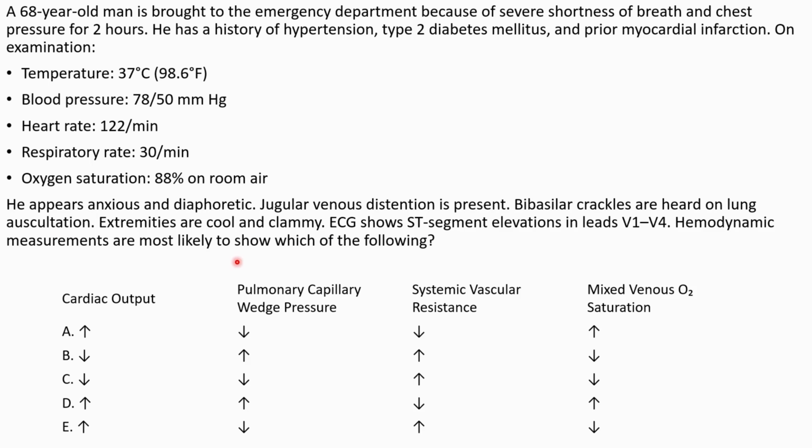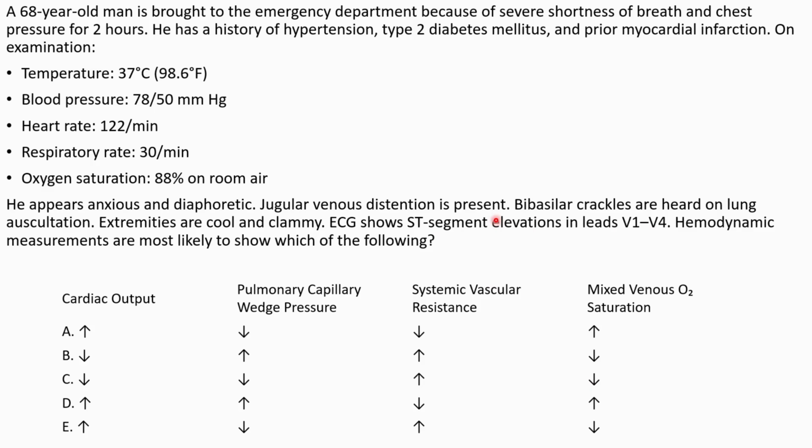Hemodynamic measurements are most likely to show which of the following? So we already discussed this. This is which type of shock? We already saw the type of shock that this is. This is cardiogenic shock. You can see it's a clear MI, ST segment elevations. As I mentioned, jugular venous distension is a telltale sign of right-sided heart pathology. Something is wrong with the right side of the heart.